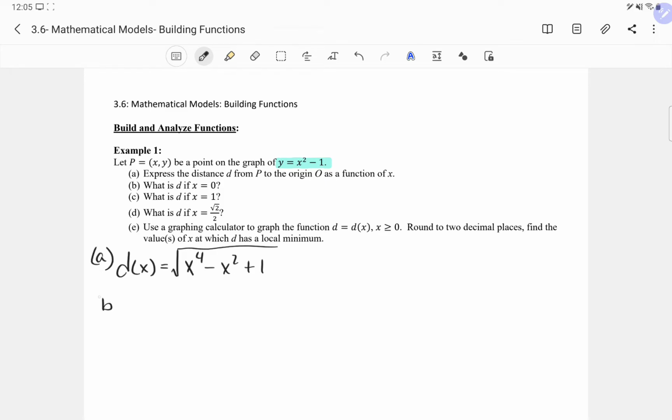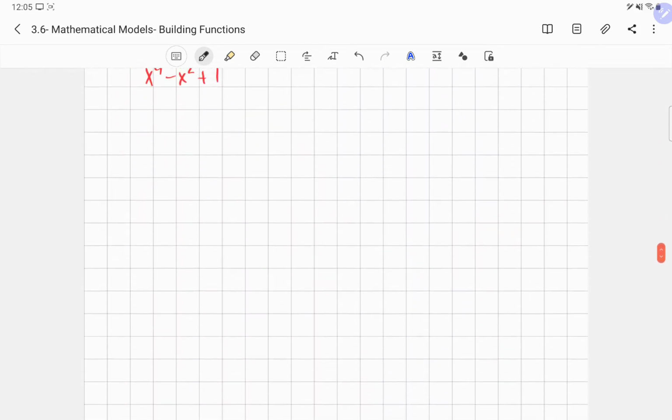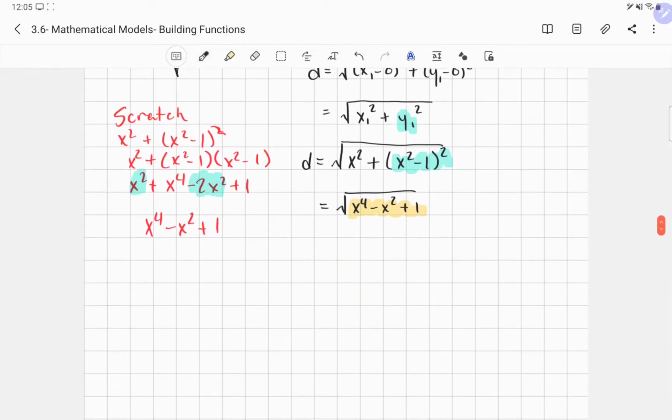Okay, the remainder of the parts are going to come pretty quickly. I do want to check to make sure that this is correct. So just kind of follow along. You don't have to write anything down here. All right, so check.